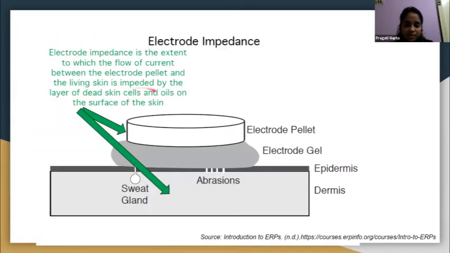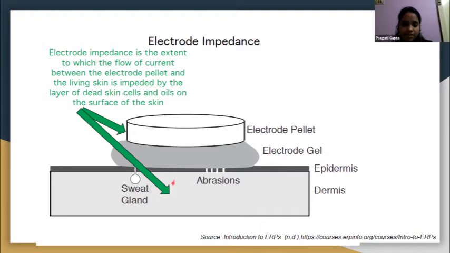Similarly, the electrode impedance, in short, is the extent to which the flow of current between the electrode pellet and the living skin is impeded by the layer of dead skin cells and oils on the surface of the skin. Like the dead skin cells on the scalp, it's a low conductor and produces low conductivity. So for some systems, we need to abrade and clear out the dead skin cells with the help of blunt needles, so that the impedance is low for good conduction of signals.